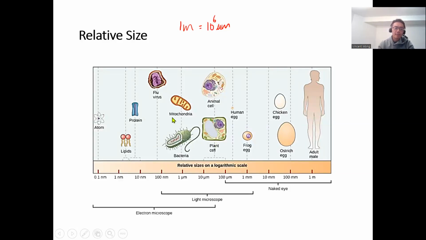Smaller things exist, right? The macromolecules that we talk about, the proteins, the lipids, are close to the nanometer range. 1 meter has 10 to the 9 nanometers. So a billionth of a meter is how big 1 nanometer is. So these, you can't even see them with a light microscope. You need a very powerful electron microscope to be able to see them.